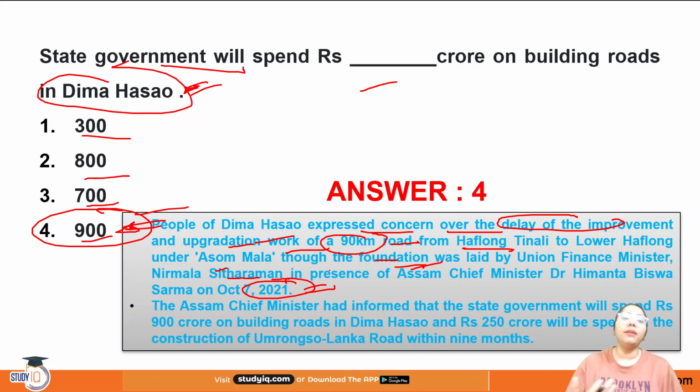That's why the state government decided to spend 900 crore for the construction of roads. The Assam Chief Minister informed that the state government will spend the 900 crore on building the roads in Dima Hasao, and rupees 250 crore will be spent on the construction of Umrangso Lanka Road within 9 months.